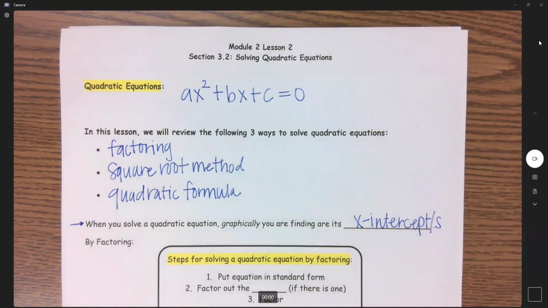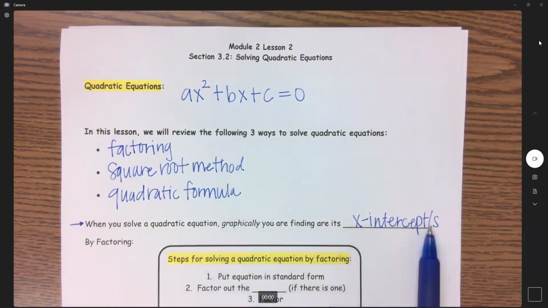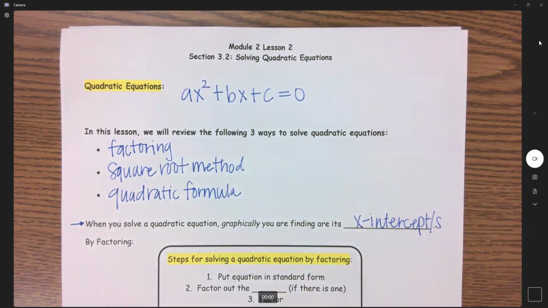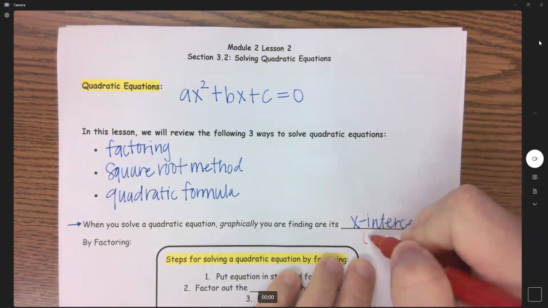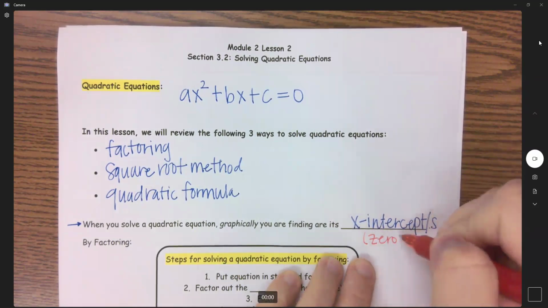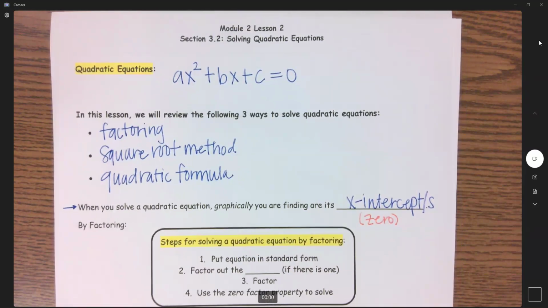And we went over that last lesson when we were talking about the discriminant. So here's that 4th method: graphically, what we are finding are those x-intercepts. Now in your calculator, they refer to x-intercepts as a zero. And so those mean the same thing. So let's go on to the next video and we will start by solving by factoring.